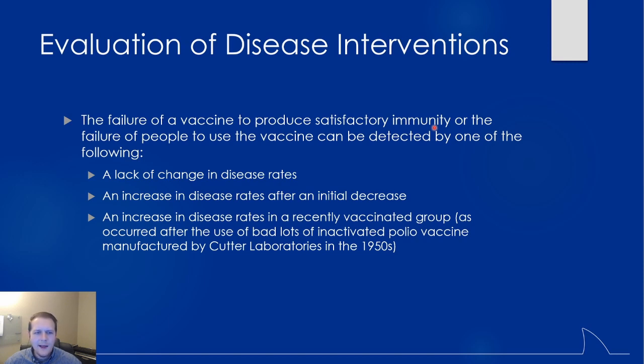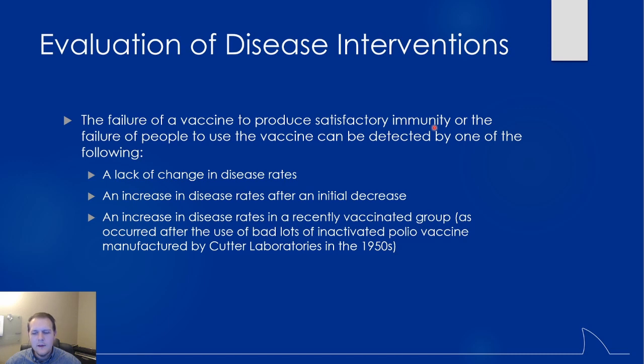So maybe we're seeing a lack in change of disease rates, so they're remaining pretty constant even though more people are being vaccinated. If we're seeing an increase in disease rates after an initial decrease, right? So maybe the efficacy of the vaccine is not very good, or we are seeing an increase in the disease rates in a recently vaccinated group, right? So perhaps if they had, for instance, bad lots of polio vaccine manufactured back in the 1950s, they noticed that even the people that had been vaccinated starting to see an increase in the rates of disease in those individuals, right?